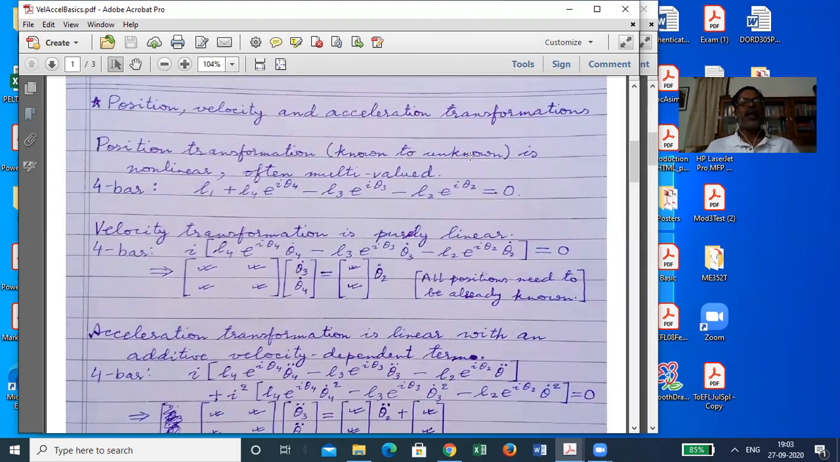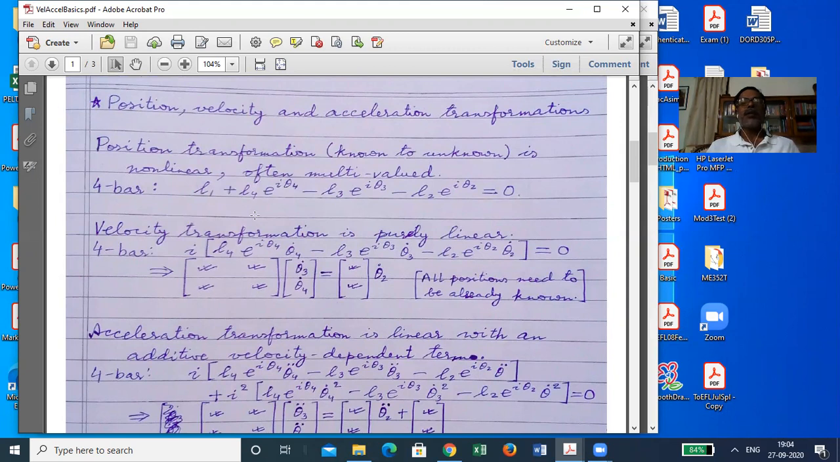For example, even in a simple mechanism like a 4 bar, if theta 2 is given and you are asked to find theta 4 and theta 3 perhaps, then this transformation is multivalued. That is, for the same value of theta 2, you can have a pair of sets for theta 3 and theta 4. So position transformation is essentially nonlinear and often multivalued, most of the time multivalued in closed kinematic chains.